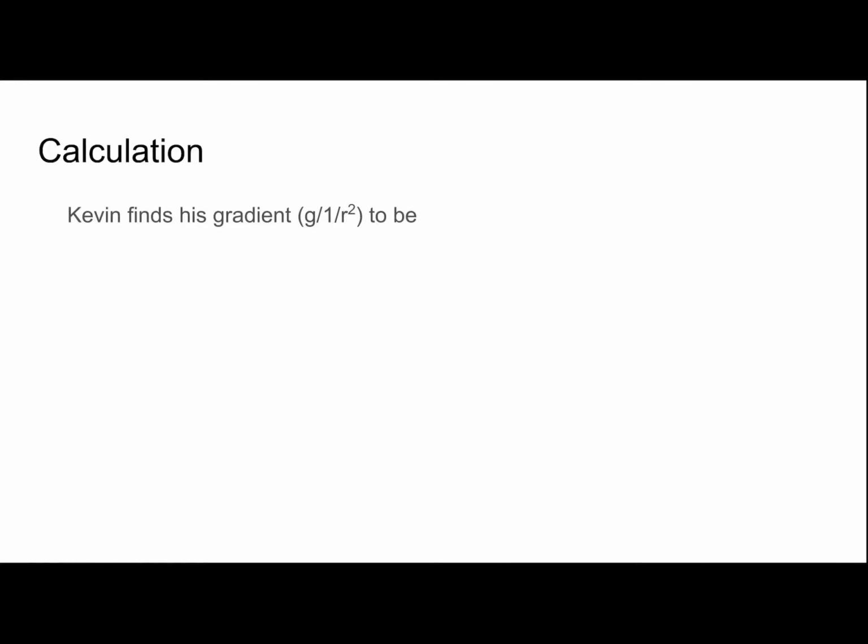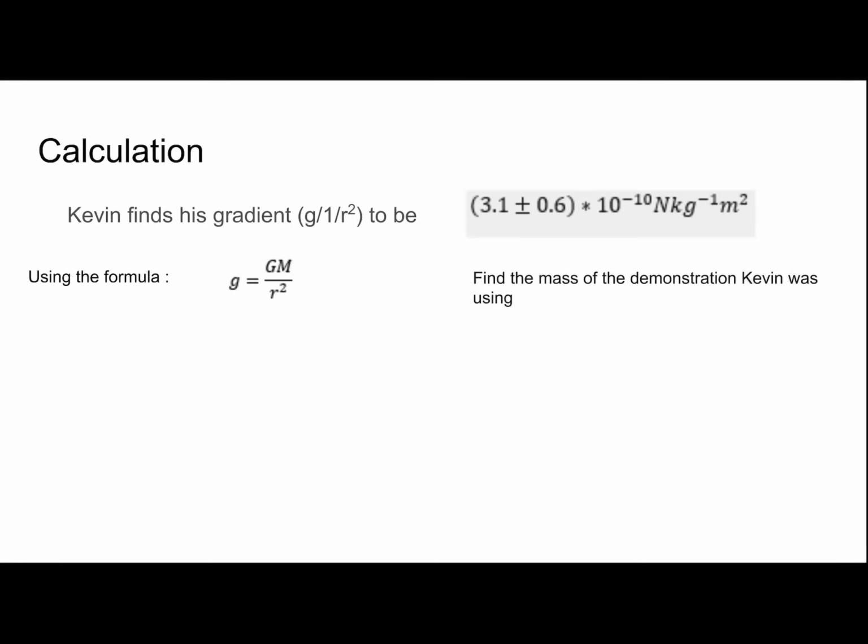So Kevin finds this gradient, so that's G over 1 over R squared. That's equal to 3.1 plus or minus 0.6 multiplied by 10 to the power of negative 10 newtons per kilogram meters squared. Using the formula, g equals GM over R squared, find the mass of the demonstration Kevin was using, so find big M. The universal gravitational constant I'll give you as 6.67 plus or minus 0.09 times 10 to the power of negative 11, and the unit is newtons meters squared over kilograms squared.